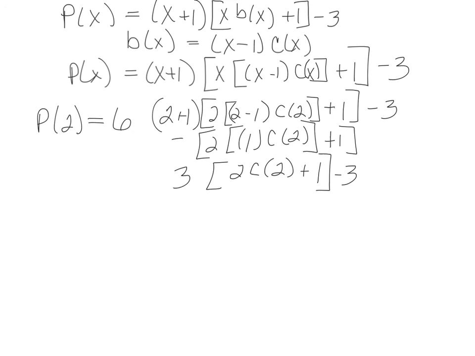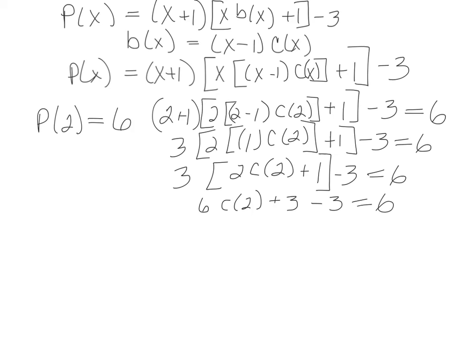2 plus 1 is 3. Carry these down. Okay, I think I'm doing everything PEMDAS. Let's distribute that 3. So I have 6 c evaluated 2 plus 3. I can take that bracket down. Minus 3. I forgot to do equals. Oh, but the equals does not go there. These cancel out. I have 6 c of 2 equals 6. So c of 2 equals 1.